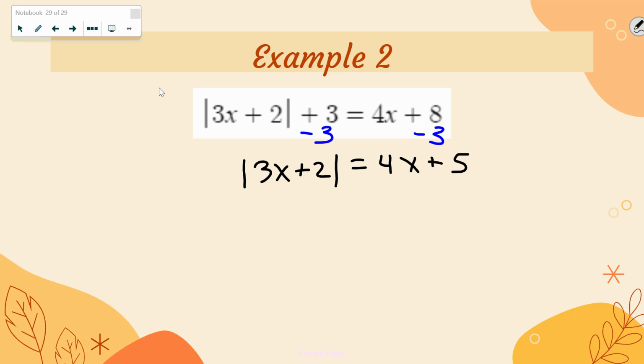And what do you see now that we're here? Do we have the absolute value by itself? Yeah. Good. Now let's make those 2 equations. When you have the absolute value by itself, this is where you're going to make those 2 equations. So remember, one is just drop those absolute values, which is 3x plus 2 equals 4x plus 5. So take a minute and solve for x here on your own.